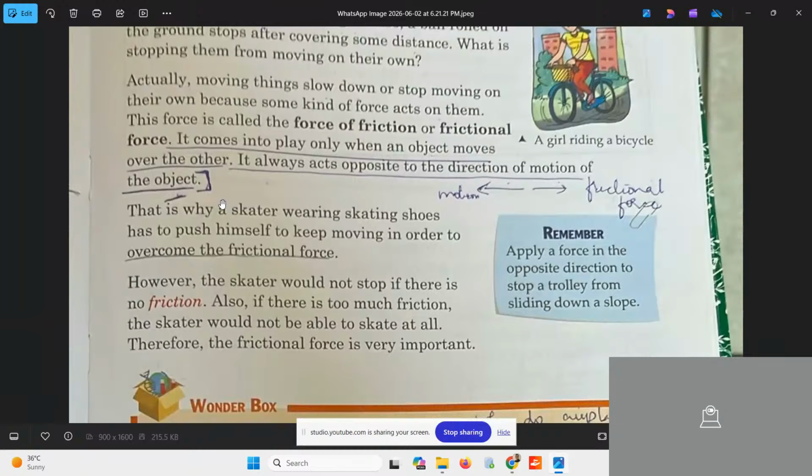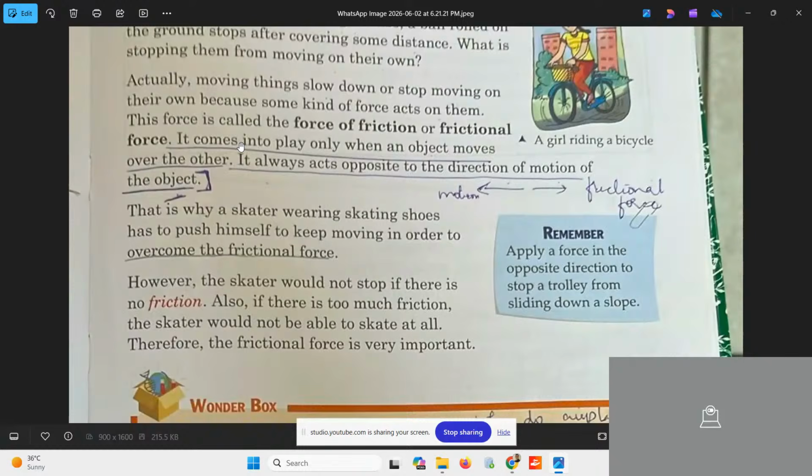I will tell you what kind of questions she will ask you. She will ask you to write a short note on frictional force, a 2 marks question. That means we have to write a minimum of 5 or 6 points. The first point is this definition: the force which comes into effect when an object moves on the other is called frictional force.